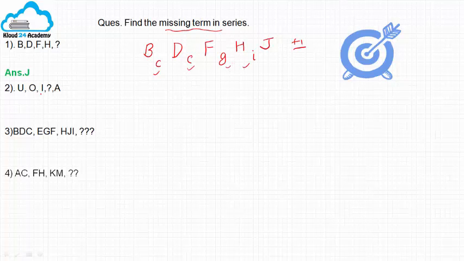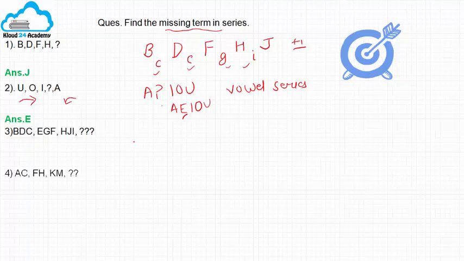Next question, U, O, I, question mark, A. Now we can't see any pattern here if we look from left to right. But if we look from right to left, we can see the pattern very easily. A, question mark, I, O, U, which is nothing but the vowel series. So it will be A, E, I, O, U. So E is the answer.